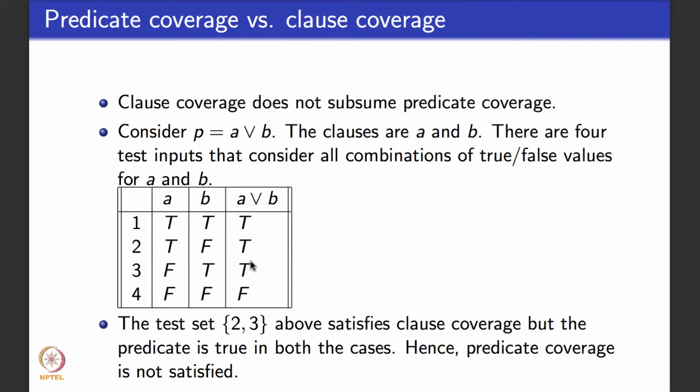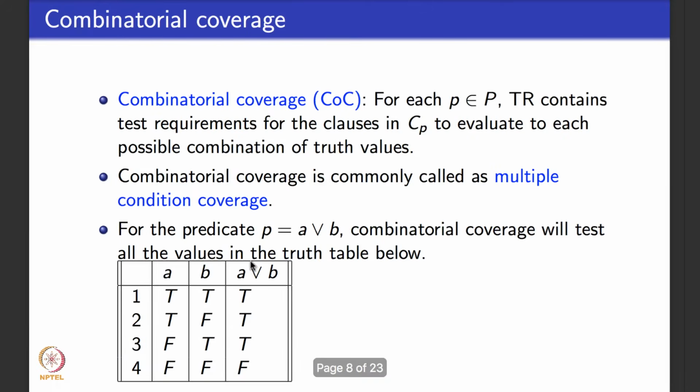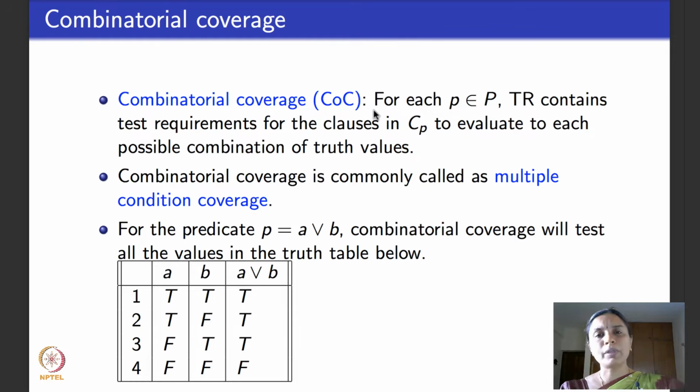the next one would be to give up and say you test for every possible combination of clauses that can occur in the truth table of the given predicate. So that leads to a coverage criterion called combinatorial coverage, abbreviated as COC. So what does combinatorial coverage define? It says for each predicate P in P, TR contains test requirements for the clauses in CP to evaluate to each possible combination of truth values.